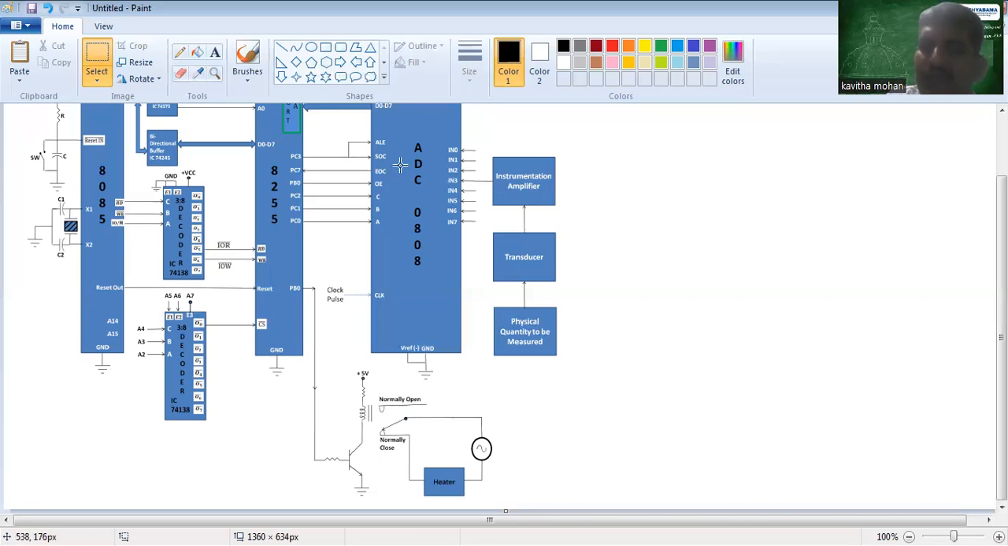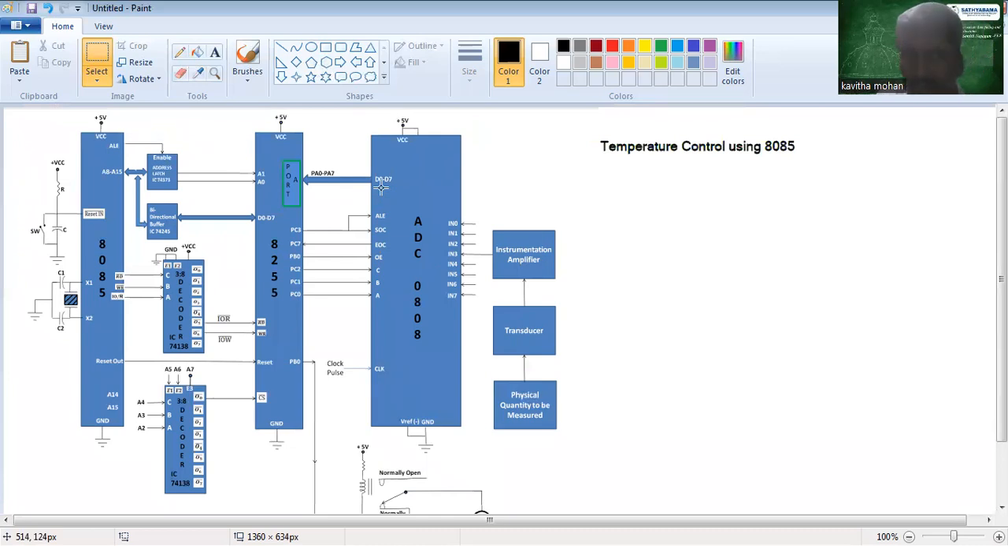Once that analog value is converted into digital, the ADC informs the 8085 with the help of a signal called end of conversion. That means the analog value got converted into a digital value, and now you can get the data from the ADC to the processor. Once the ADC sends the end of conversion signal, the 8085 will start receiving the data from this port. Port A will receive the data. What data? Digital data. The digital data will reach the 8085.